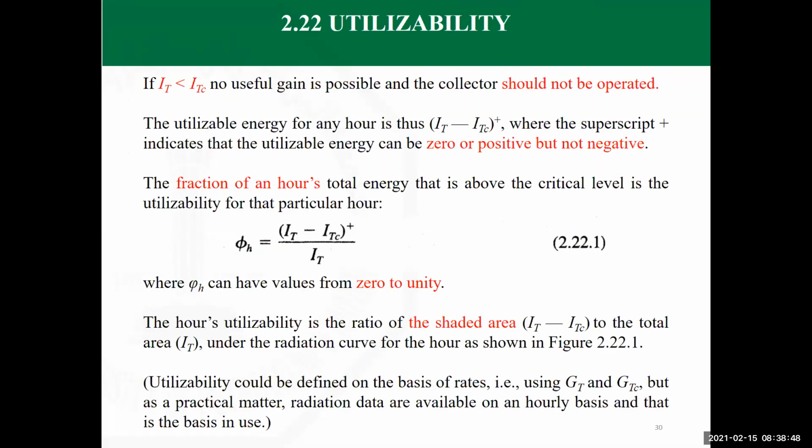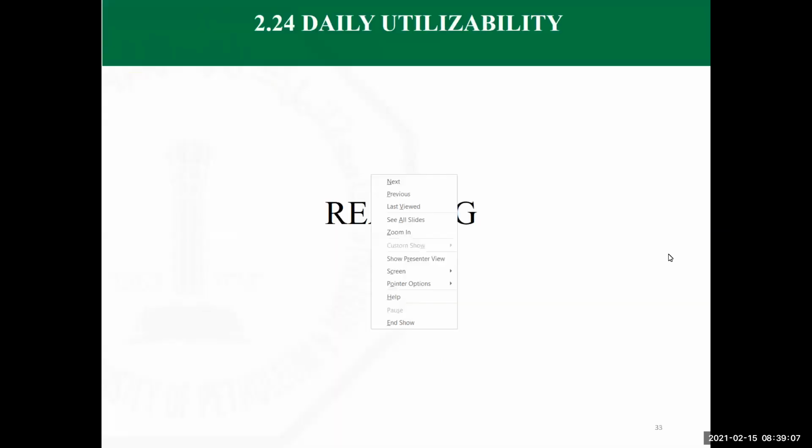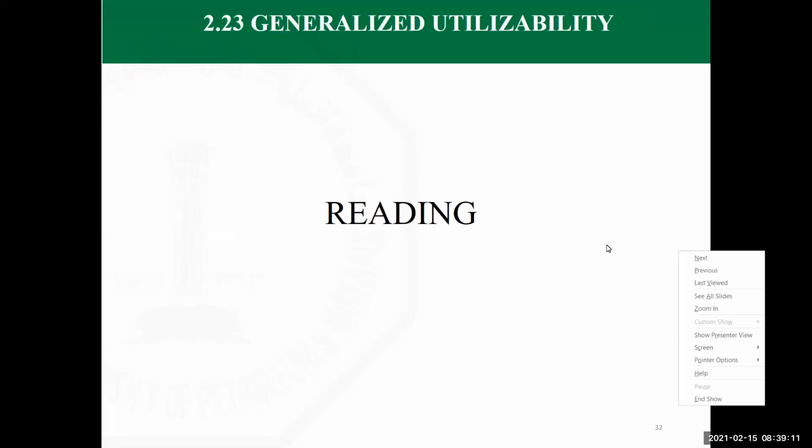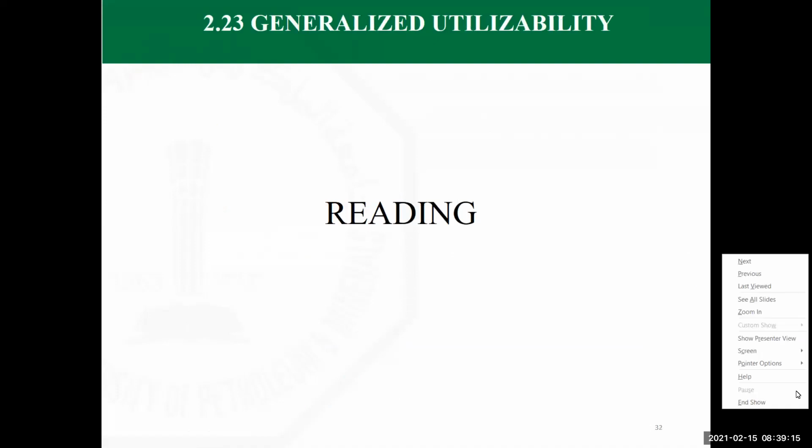So we are doing this kind of comparison: IT, which is the energy falling on the collector, minus the critical value. And the critical value means the value where the heat gain from the solar energy is equal to the losses, and that is something that we try to avoid.